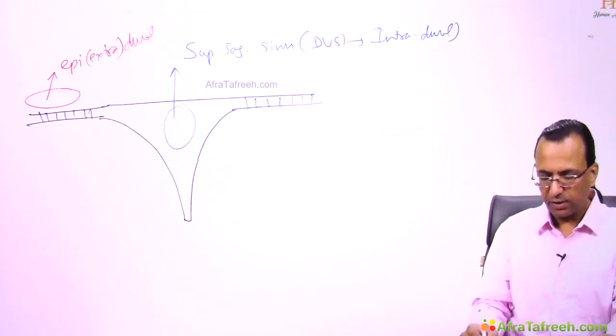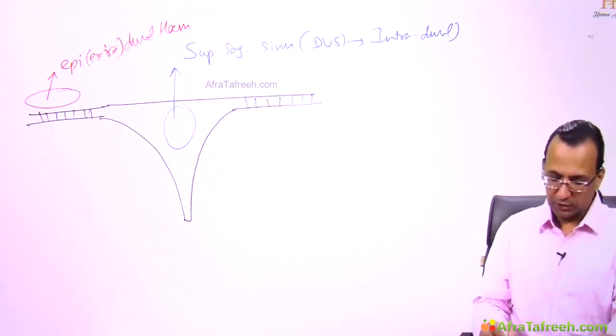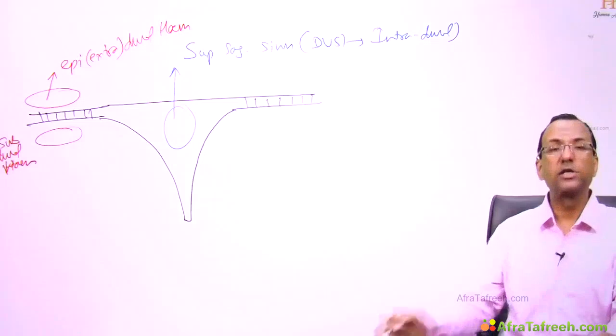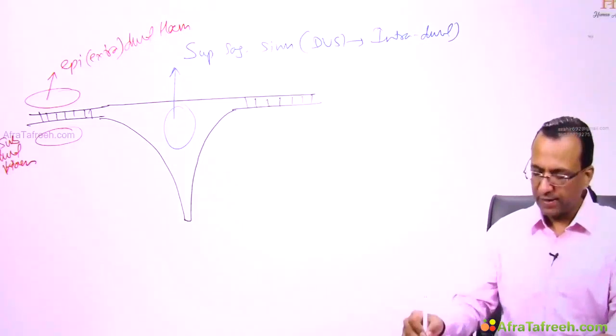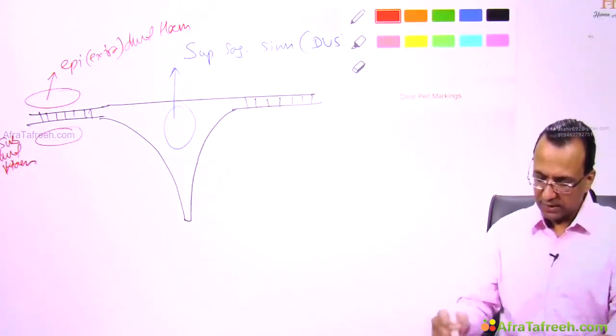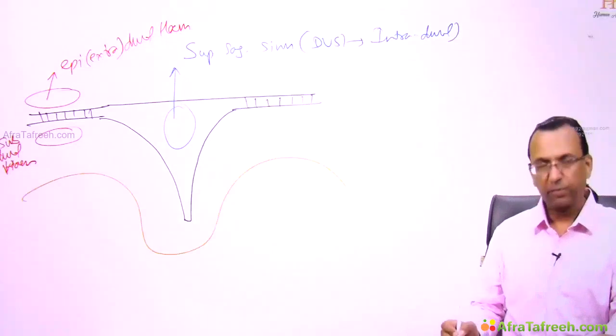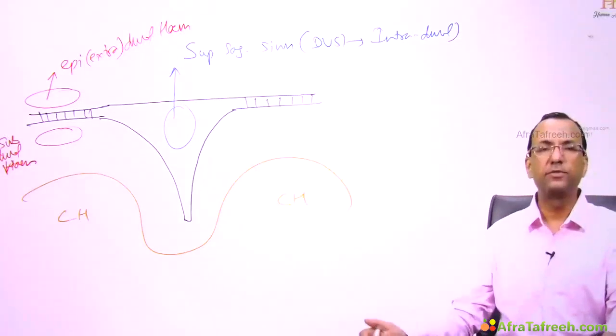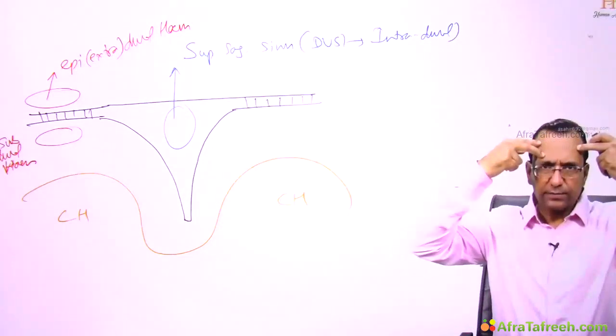If it is epidural or extradural hemorrhage, then what about the subdural? Subdural will be here. Now if you say this is subdural, can you tell me why I have subdural hemorrhage? Because some veins are bleeding. Which veins are bleeding? First you tell that this is the brain here. What brain? This is the cerebral hemisphere. Which cerebral hemisphere? Right and left cerebral hemisphere.